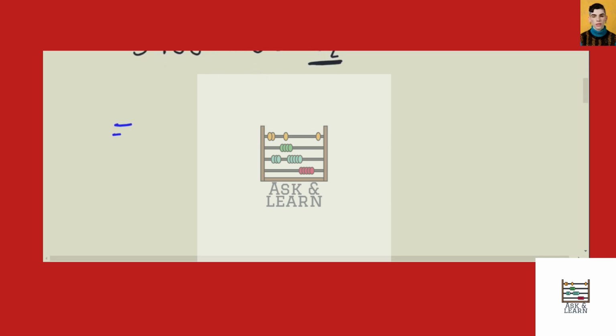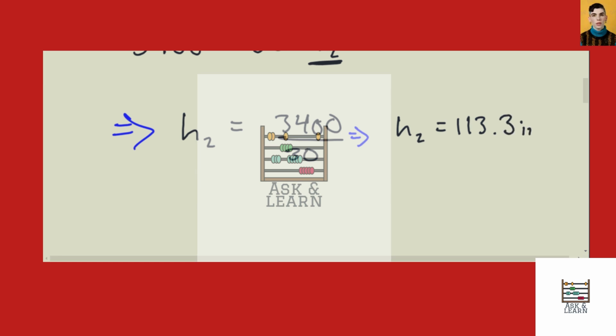So we have h2 is equal to 3,400 divided by 30. So we get, for the maximum height that this block reaches, 113.3 inches.